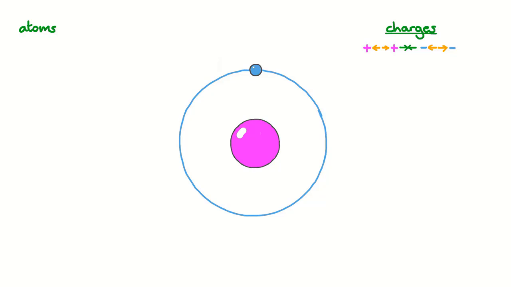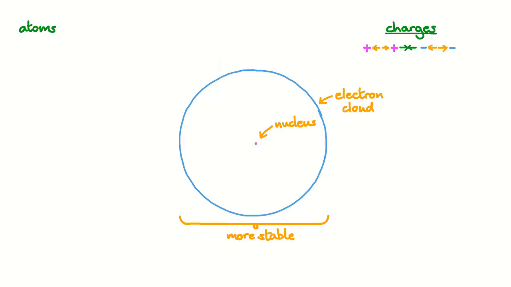The electron doesn't just stick to the proton for reasons that are far too complicated to go into in this video. Instead, we have the nucleus of the atom deep in the center, and the electron occupies a much larger electron cloud. When electrons and a nucleus come together, they can lose energy to their surroundings and become more stable.